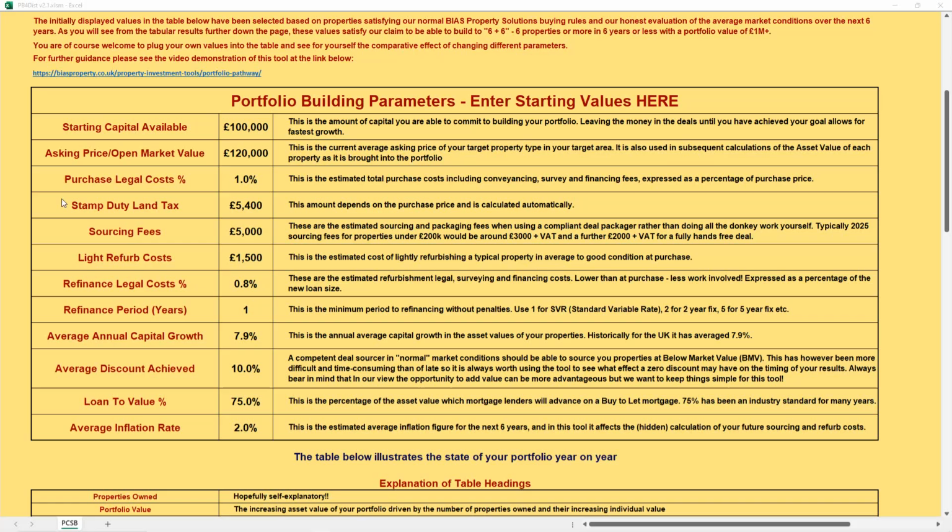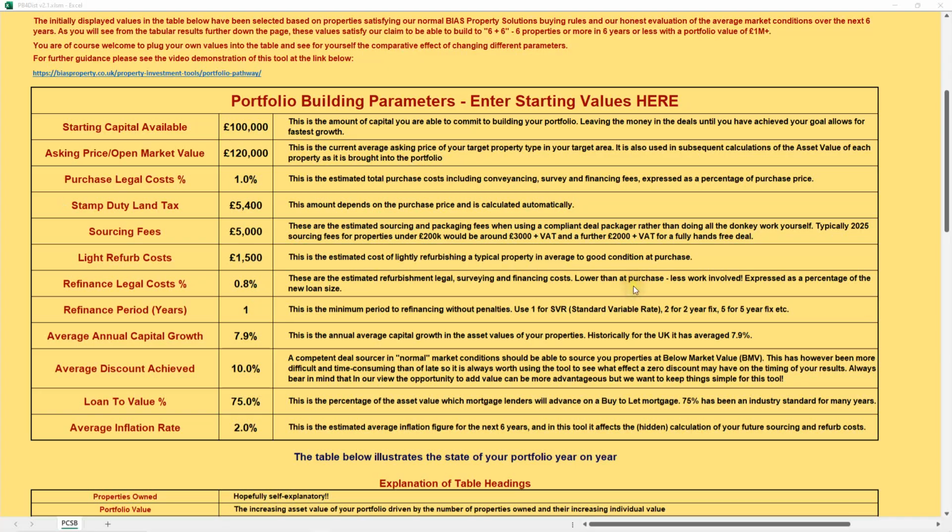Now the average inflation rate, this is purely and simply for internal use within the tool. It calculates your sourcing and refurb costs, which are the only ones likely to be affected by inflation. Your other buying costs, so your purchase legal costs or your refinance legal costs, are quoted as a percentage of the purchase price or the valuation, and that obviously changes with time as the valuation changes with time.